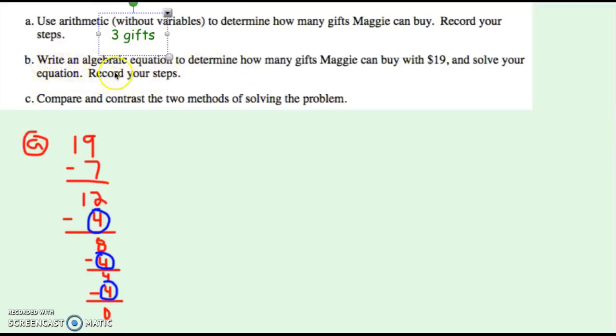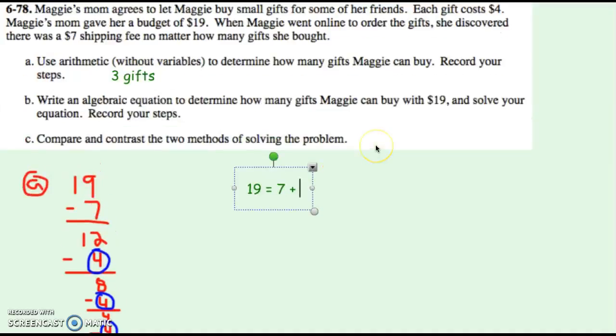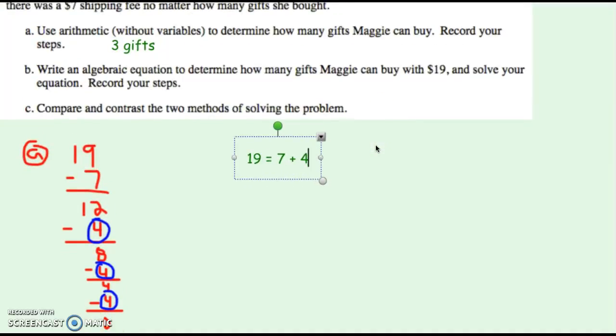Now B says, write an algebraic equation to determine how many gifts Maggie can buy with $19 and solve your equation. Record your steps. Okay, so I know I start with $19, so whatever I spend has to be equal to $19. All right, 19 equals, I know that I have to pay $7, so that's part of my money that I'm going to spend, plus $4 for each gift. So I know I spend $4, and I'm going to represent each gift with X, because it's 4 times however many gifts I buy equals my total amount spent on gifts.